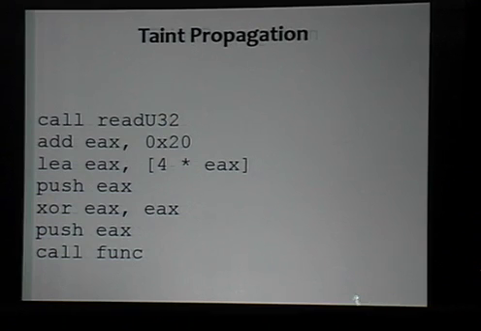Then we'd push this 0 value. Nothing would happen because EAX taint was cleared, and then we'd call function. If function was something we were interested in, we'd see that the first value on the stack was tainted, and we'd follow it through that function.